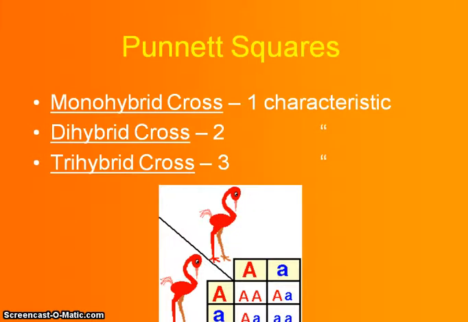Now, Punnett squares can be either in the form of one characteristic being crossed, which is called a monohybrid cross, and that would be one like down here where you've just got your normal four boxes and your parents on the top and the side predicting your offspring. You can also have a dihybrid cross where you cross two characteristics at once, or a trihybrid cross where you cross three characteristics at once.